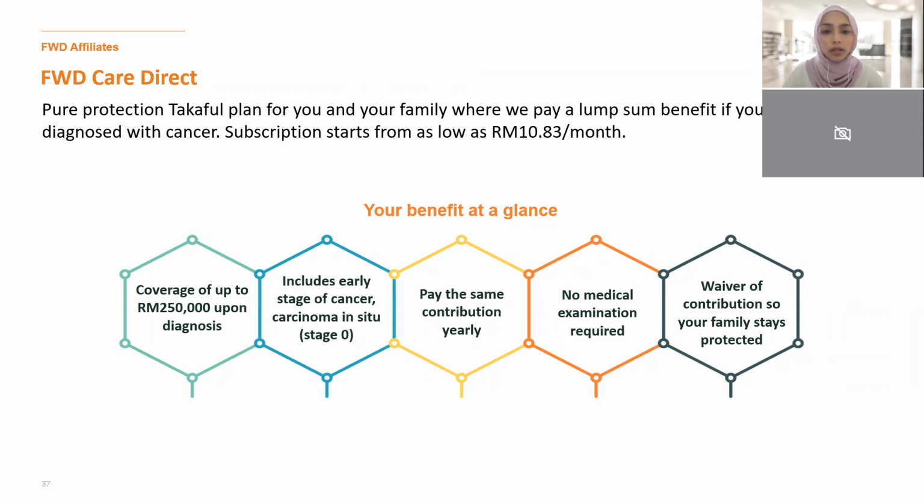And the subscription starts as low as 10 ringgit 83 cents a month. And unlike Big Three, this is actually a family takaful plan, which means you can cover up to 4 people in one plan. The coverage is also the same as Big Three, 250,000, and you will get it upon diagnosis.